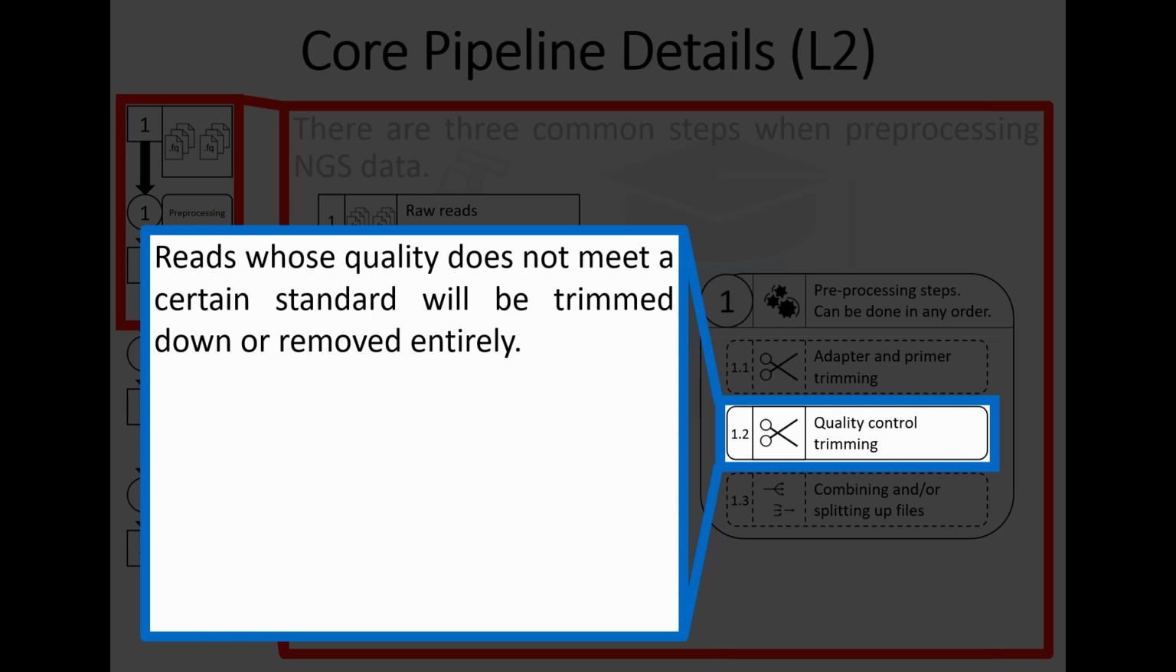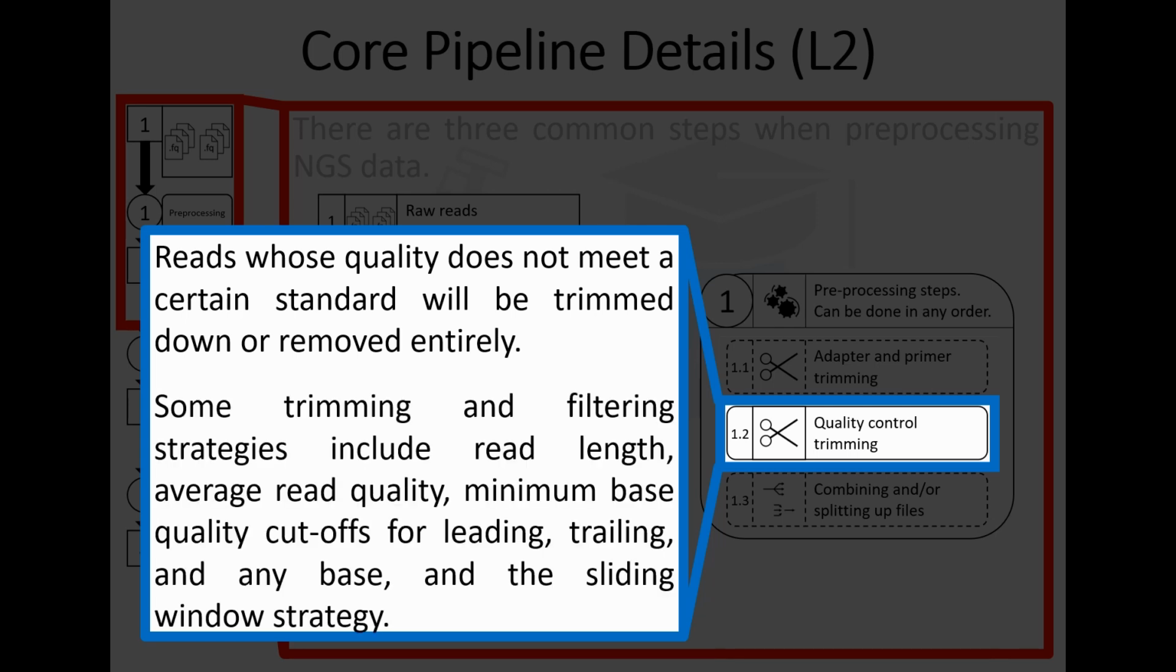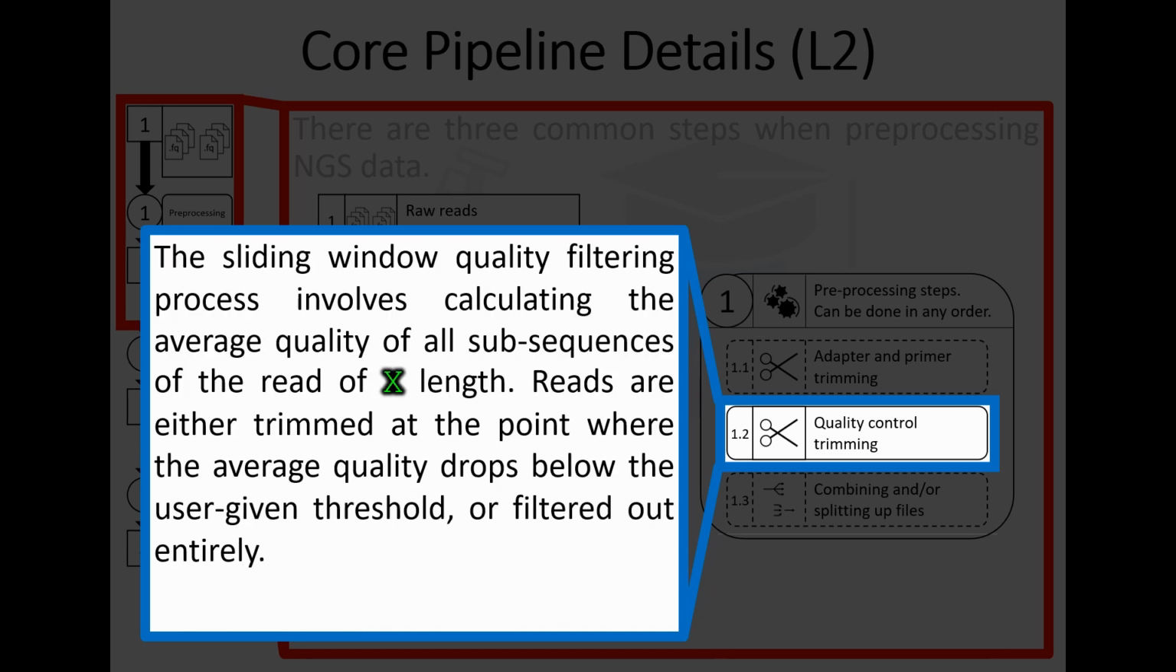Basically, reads whose quality does not meet a certain standard will be trimmed down or removed entirely. Some trimming and filtering strategies include read length, average read quality, minimum base quality cutoffs for leading, trailing, and any base, and the sliding window strategy. Sliding window filtering involves calculating the average quality of all X-length subsequences of the read being scrutinized. Reads are either trimmed at the point where the average quality drops below the user-given threshold, or filtered out entirely.